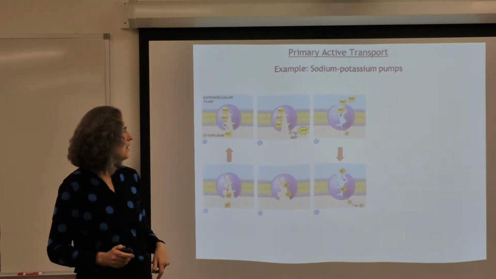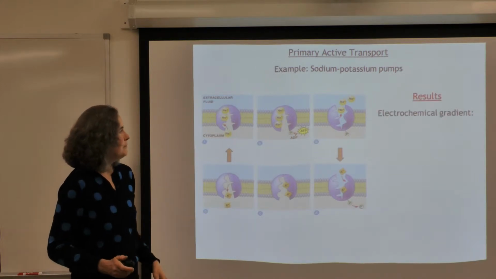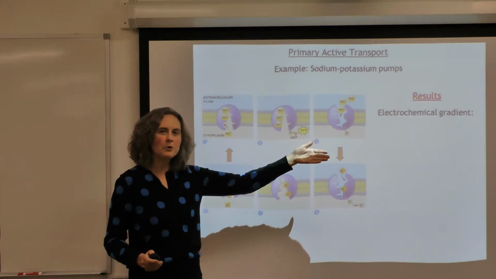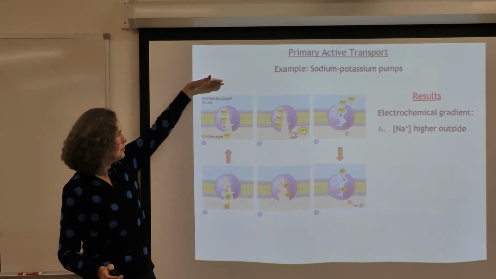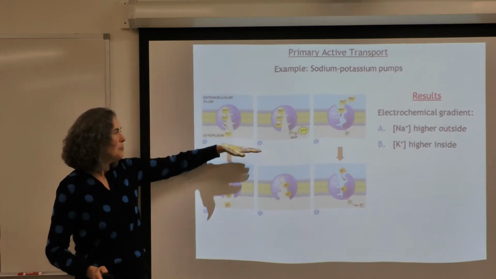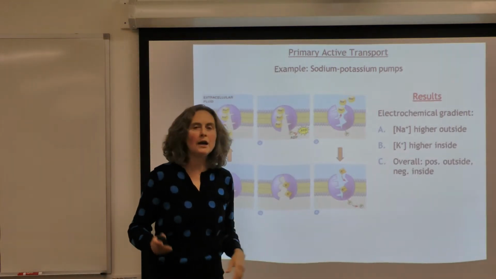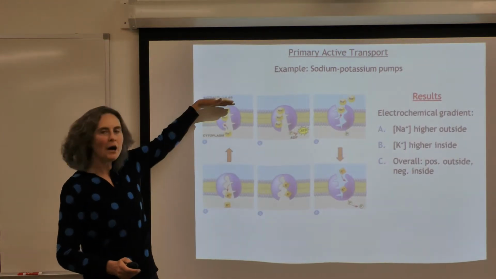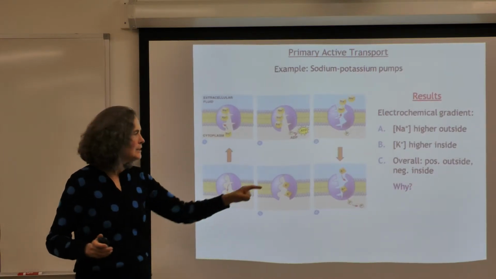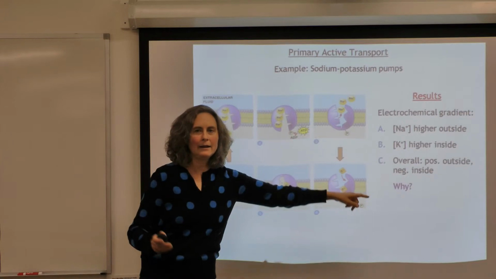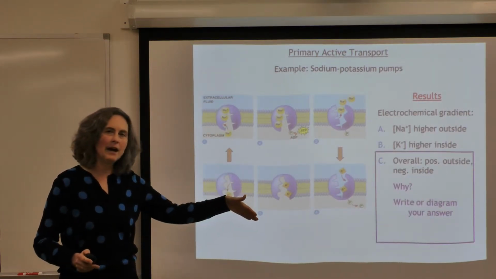Okay, so what have we accomplished here? Well, we've created that electrochemical gradient. We've now put the sodium on the outside, so we've got a concentration gradient there. We put the potassium on the inside, and we've built an electrical gradient where it's more positive outside the cell than inside. Now I'd like you to think a second about why. Why is it more positive outside than inside?